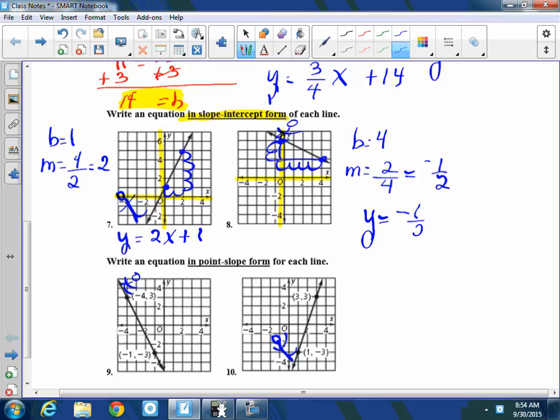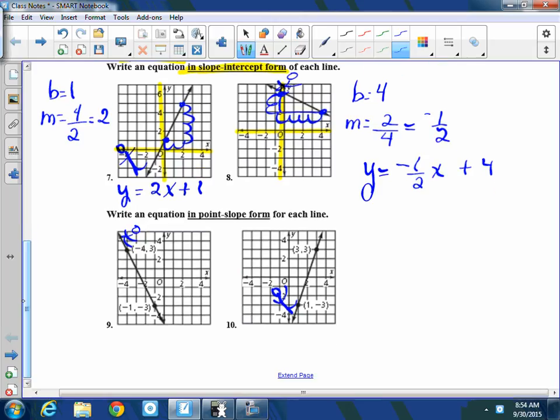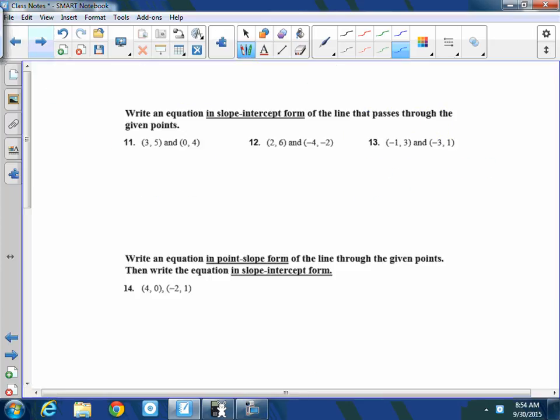Negative 1/2 x plus 4. With me? Yes? Okay, I'm going to skip those two. We'll go back to them. So let's go ahead and go to the back of the board. Okay? We'll go back to it. Don't worry about it.